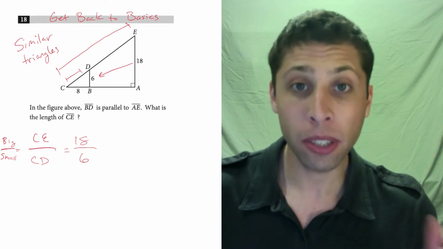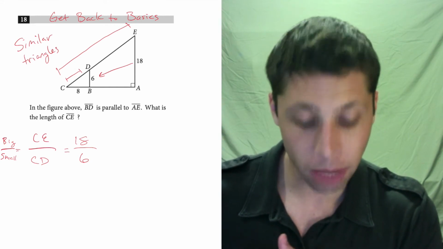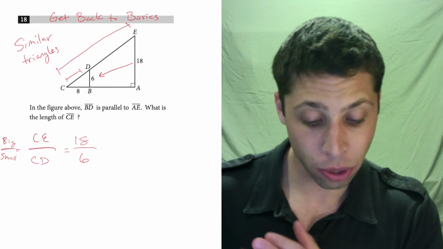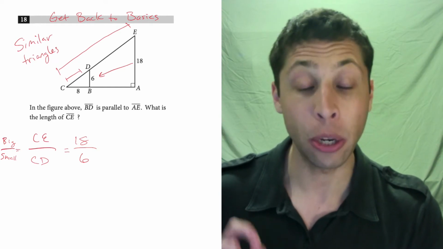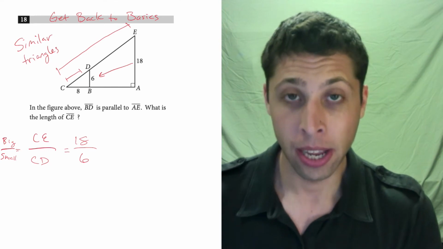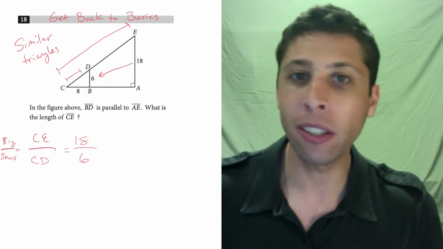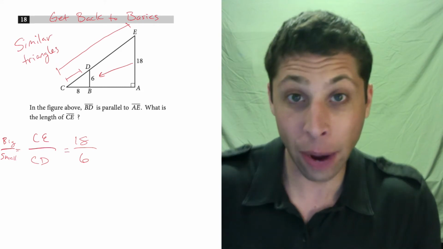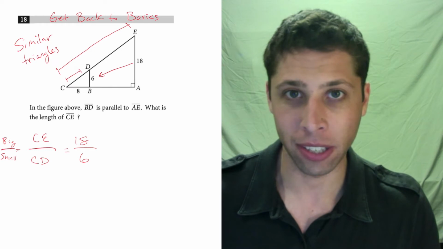So the problem with this setup is I have two variables. I don't know CE, which is what I want, but I also don't know CD, and it seems like I'm going to need to get CD in order to be able to answer this question. Now, this is a good example of how showing your work can actually tell you what to do, because now I have a goal. I need to find CD in order to be able to solve this.